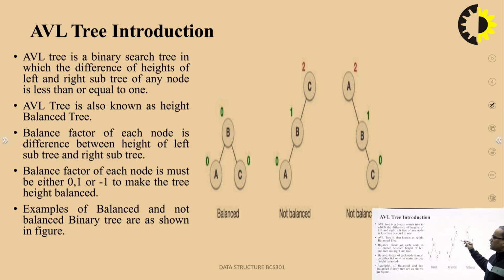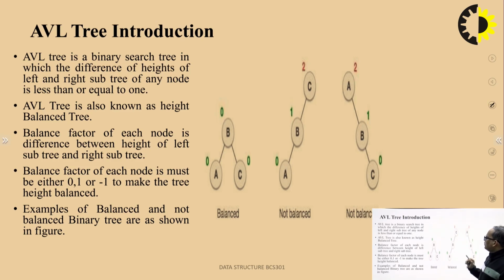Now, let us see this example. Here in this example, the left child of node C is B, and the left child of node B is A. There is no right child of node C. So, what will be the balance factor of node A? There is no left child, no right child, so the balance factor of node A will be 0. Now, the balance factor of node B: it has one left child A, no right child, so the balance factor of B will be 1.